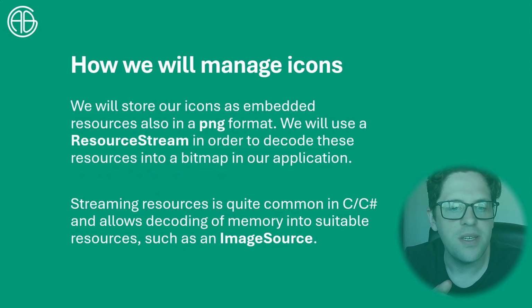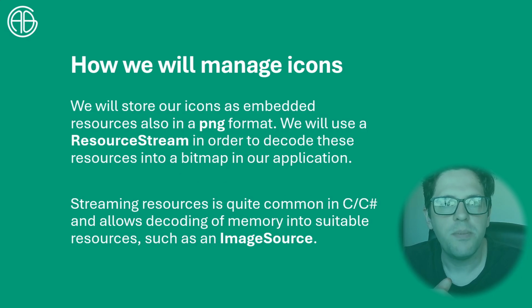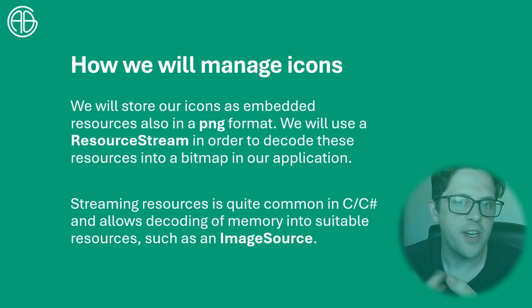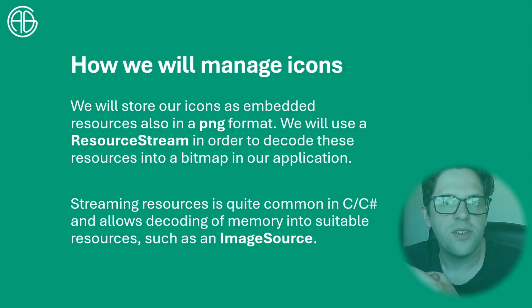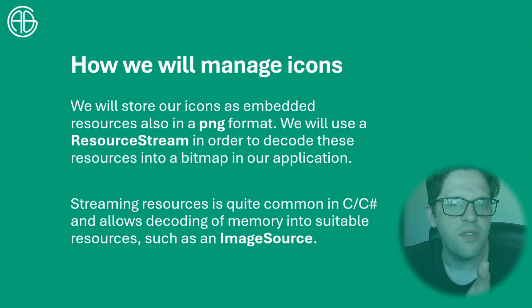We're going to be managing these in PNG files, and we're going to be putting them into subfolders in our resources folder, and we'll be using what's called a resource stream in order to access and then decode this information into the format that we require when we're assigning this in Revit. Streaming is effectively like taking a piece of information from memory and converting it into something typically.